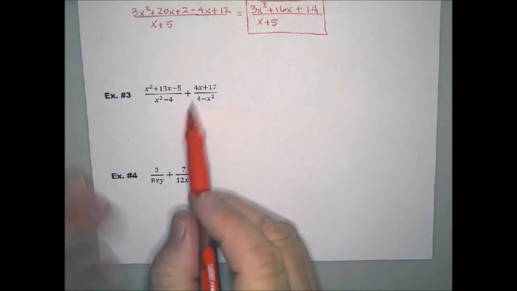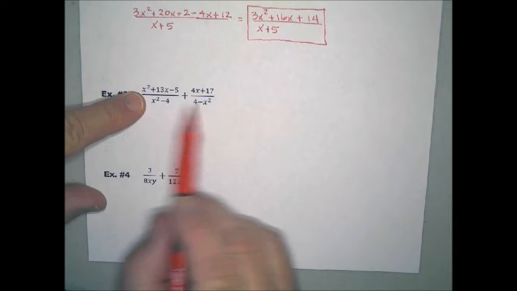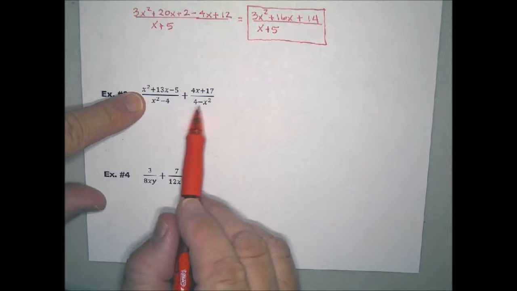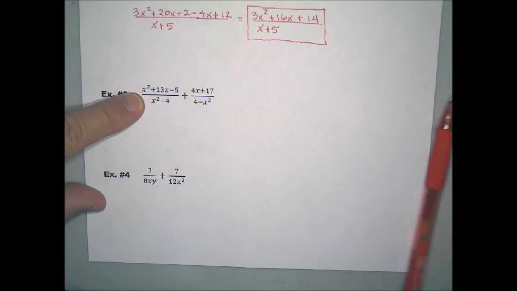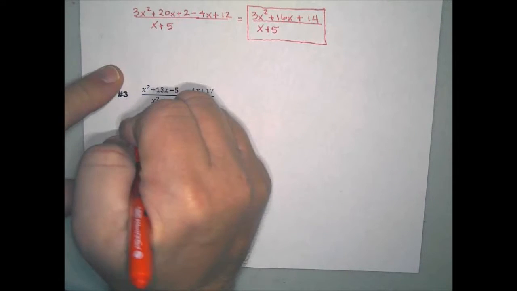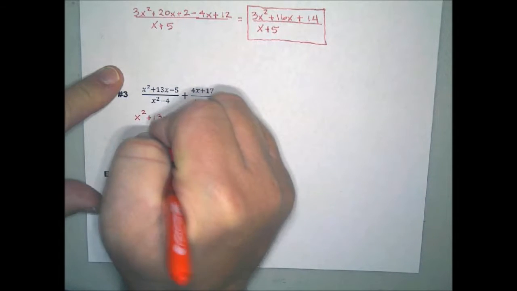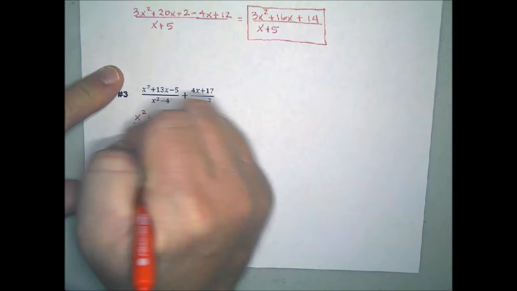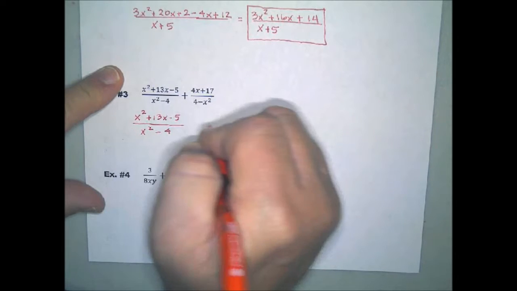All right, moving on to example number 3. It's an addition problem, as you can see. Our denominators are not common denominators. In fact, they're exact opposites. So I'm going to rewrite this first fraction. I'm not going to do anything to it. X squared plus 13x minus 5 over x squared minus 4.